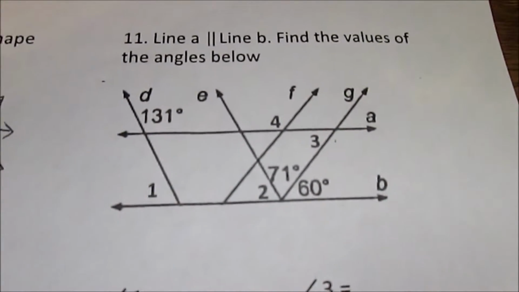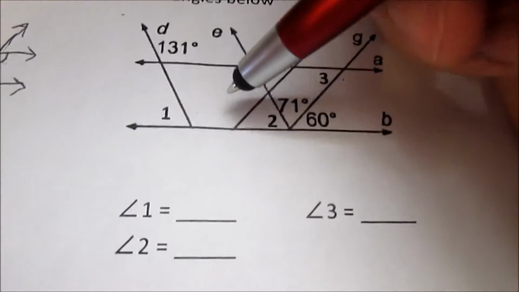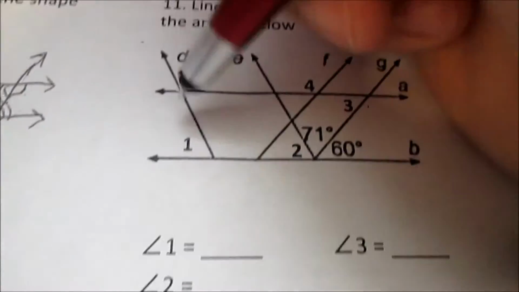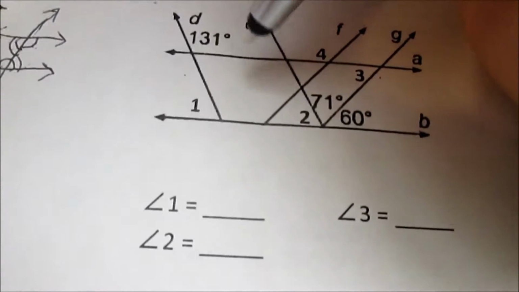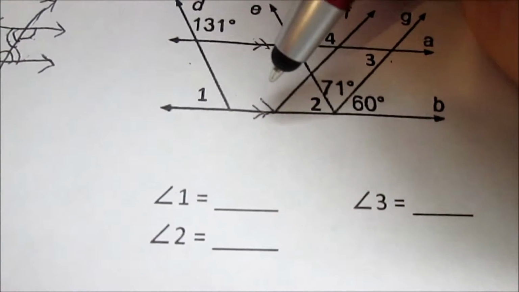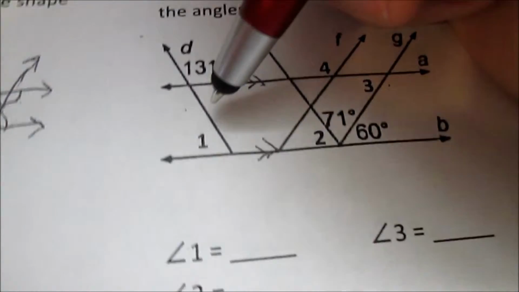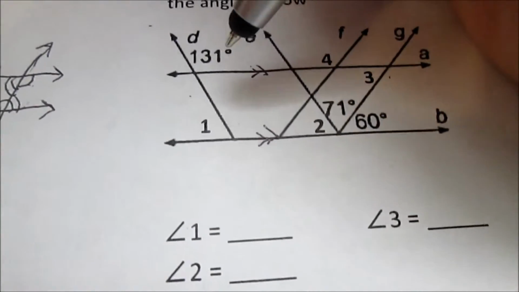Next question. Line A is parallel to line B. Find the values of the angles below. Let's start with the first one, number 1. Over here, there are several different ways you can do this. You know that these lines are parallel, so again, there's going to be relationships between the angles in which some of them are congruent. That means the measures are equal.